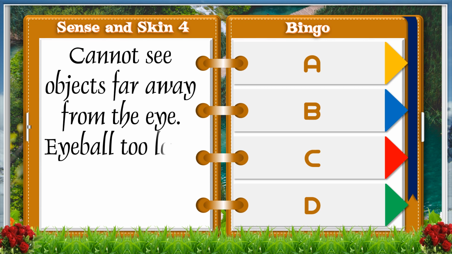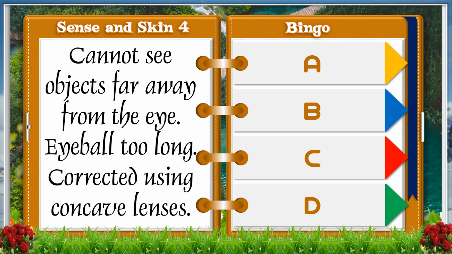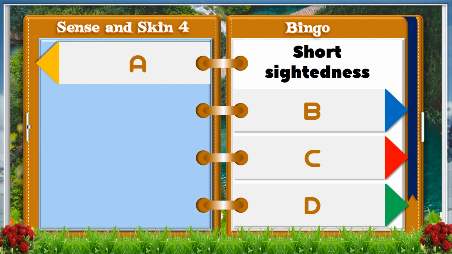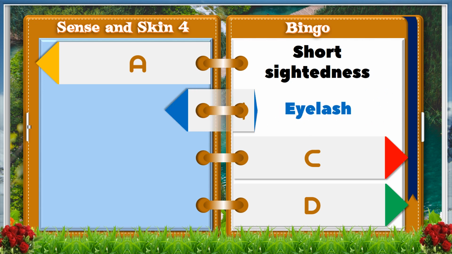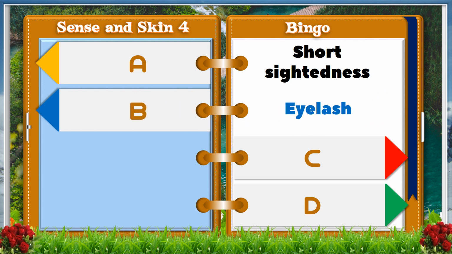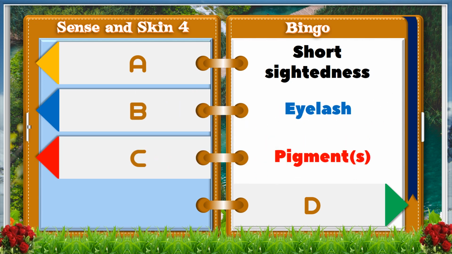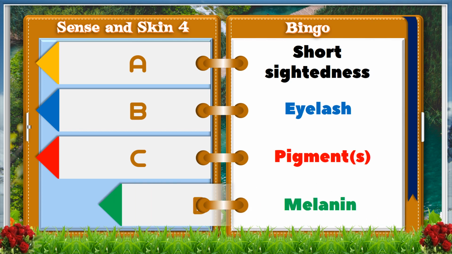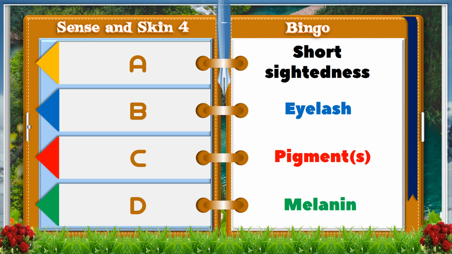Cannot see objects far away from the eye. Eyeball too long, corrected by using concave lenses. A. Short-sightedness. B. Eyelashes. C. Pigments. D. Melanin. And the answer is A. Short-sightedness.